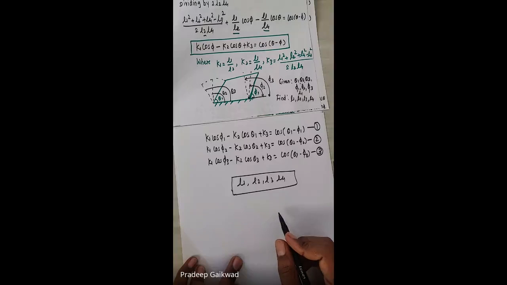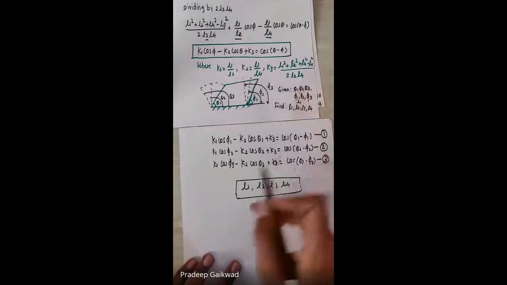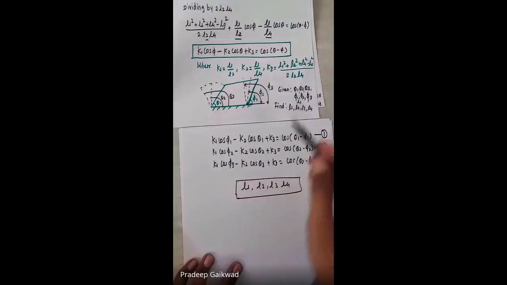Anyone? By solving this, what do you obtain? We'll get the values of K1, K2 and K3. And then, using the relation, we can find out the other values. By solving these three equations, we obtain K1, K2, K3.